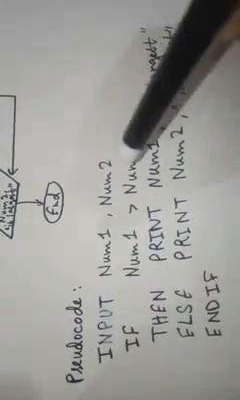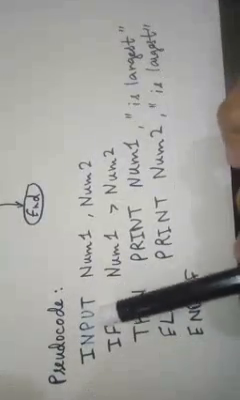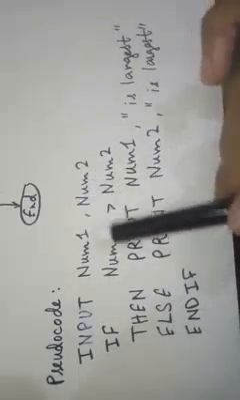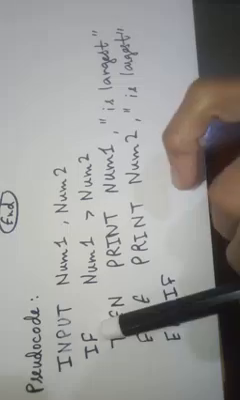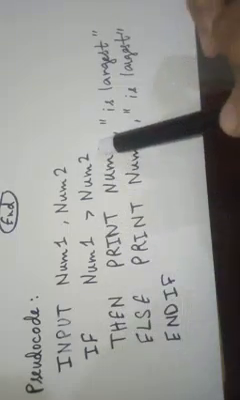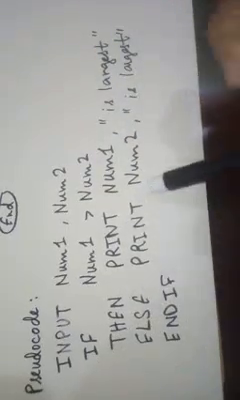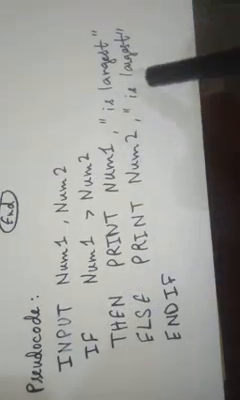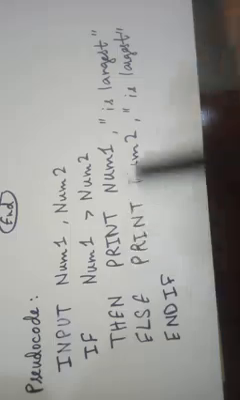Now we will see how that problem will be solved with the help of pseudocode, right? In pseudocode we will first write input number 1, number 2. As we have seen, we have to input two numbers, right? We will use if else here. First we write the condition: if num1 is greater than num2, then print num1 is largest. If that condition is true, it will print num1 is largest. If that condition is false, then it will print the else statement.